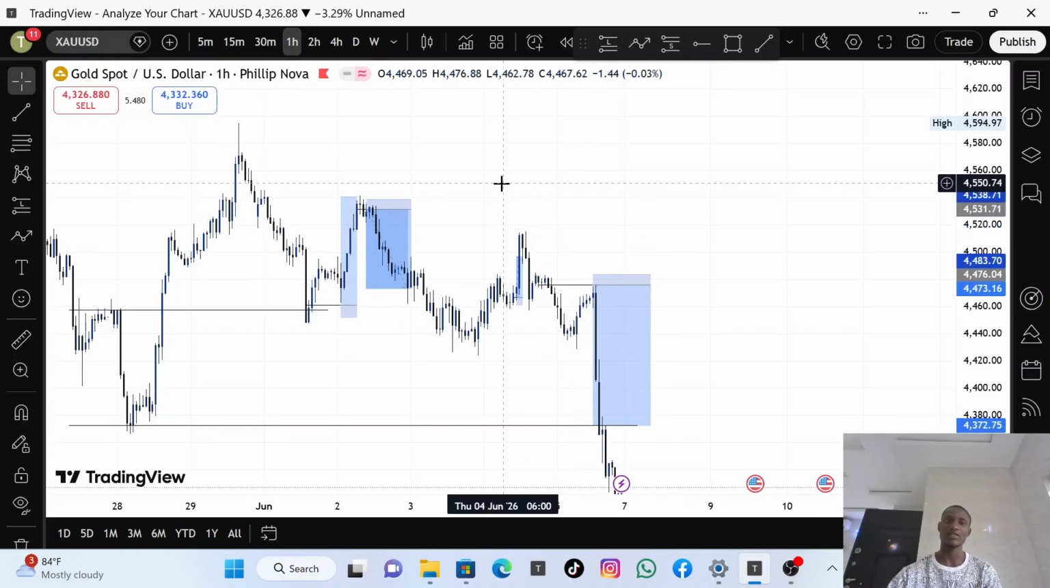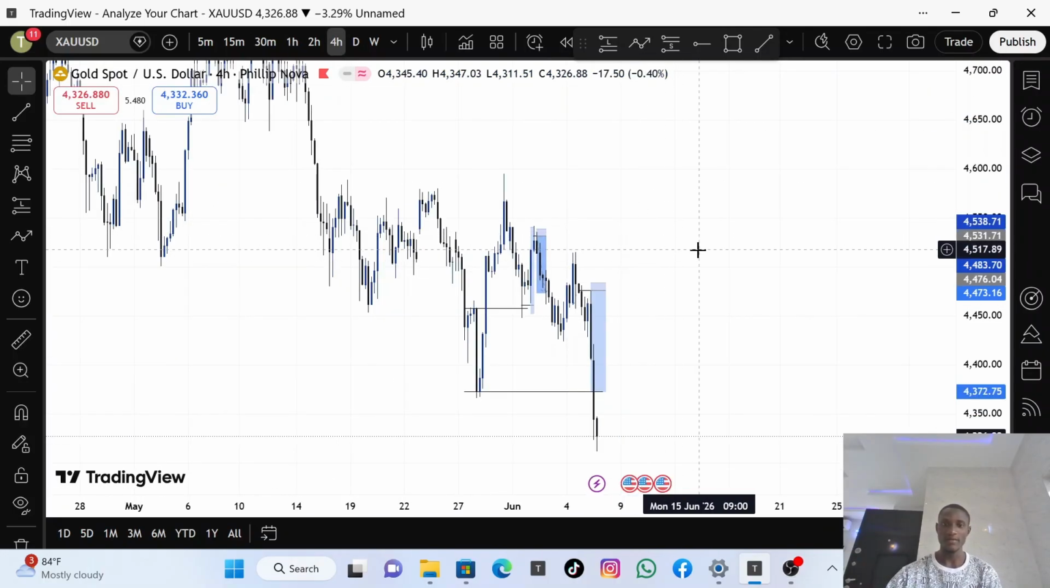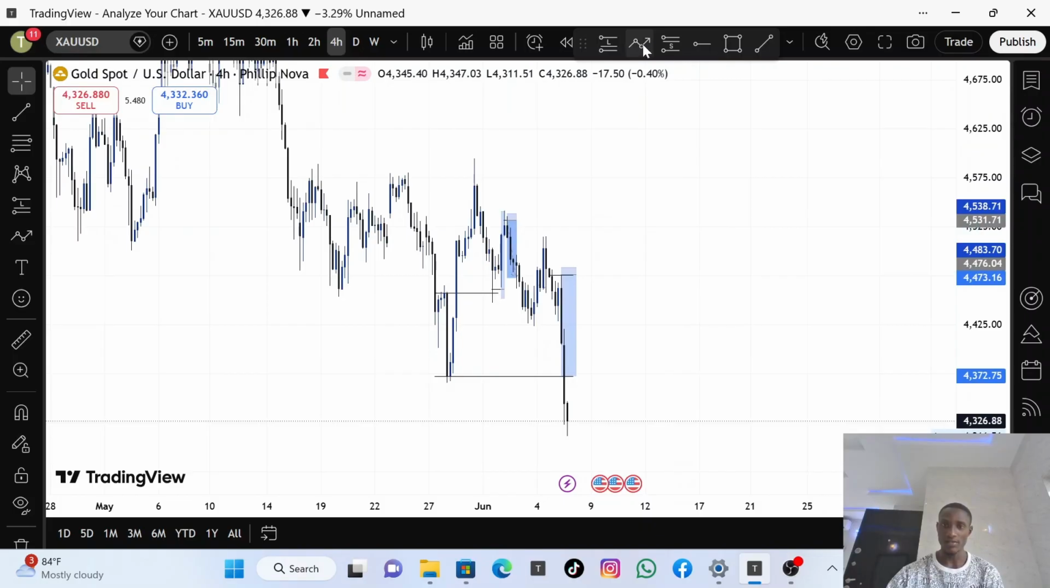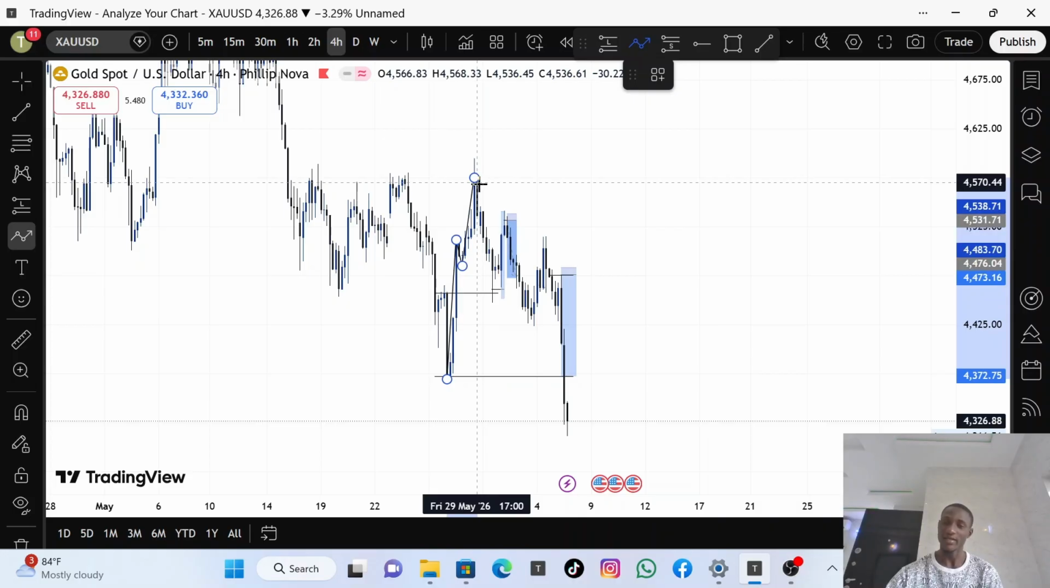So let's go straight to the chart and see the reason why I took those trades. As you can see, we are in the 4 hours time frame, and market broke this level. So the moment market broke this level, market was telling us that market has changed structure. Now market is in an uptrend. As you can see, market pulled back a little bit, took out this high again, telling us that market is in an uptrend.